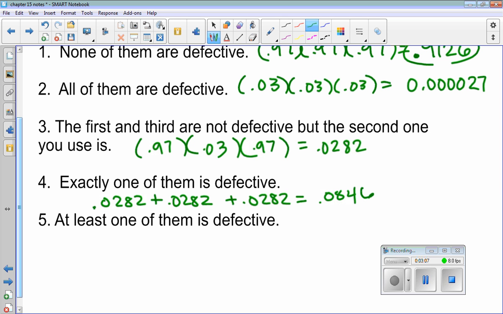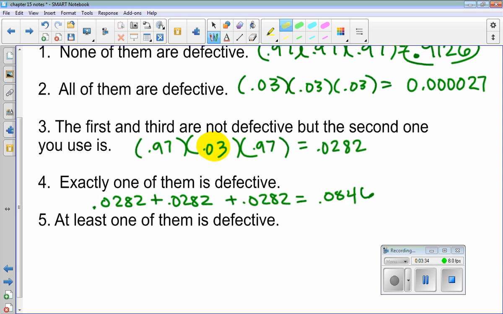Do you understand where 0.0282 came from? No, I know where that came from. Okay. You don't understand why I did it this time? Okay. Because this is my defective one, and the order matters. The defective one could be the first one, could be the second one, or, notice keyword, or it could be the third one. So I'm going to take that probability, or, and add it 3 times, because the defective one can shift around.